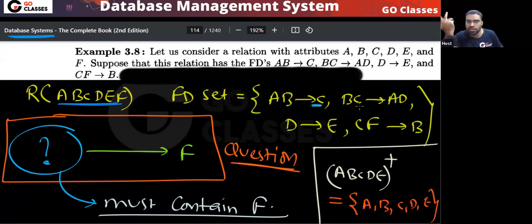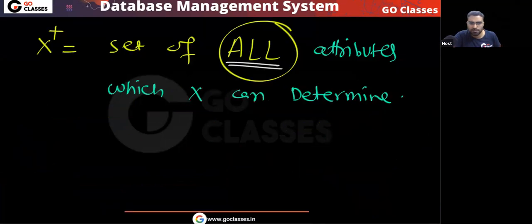You can see no one can determine f on the RHS. Look at the RHS. Only f can determine f. So can I say that whatever you put here must contain f? You can put AF, you can put CAF, you can put whatever you want, or you can put only f. But whatever you put, this must contain f. Okay, understood? Now let's move on.